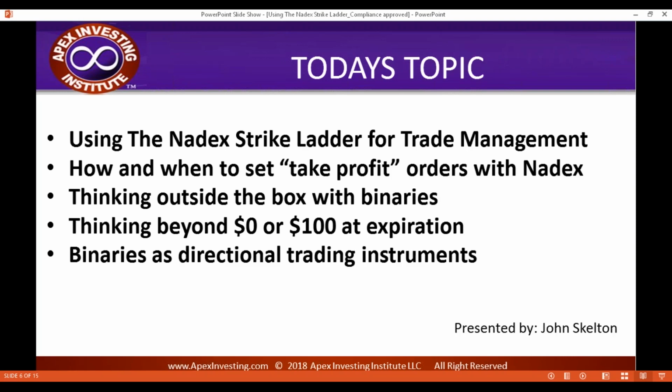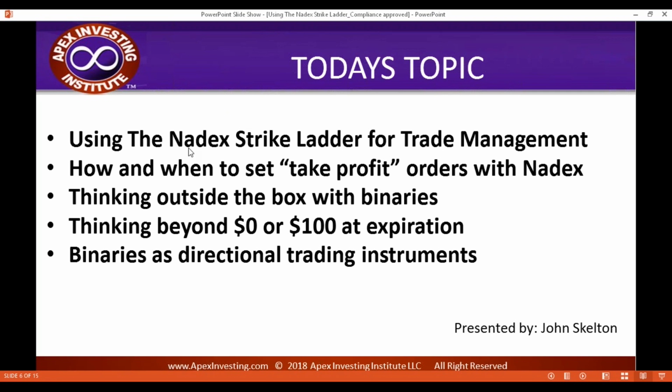So today, we're going to talk about something that seems very simple, but it's a very, very powerful tool. We're not going to dig in deep today into basics, and we're not going to dig into complicated strategies. I want to teach you about a tool on the Nadex platform and how it can be an extremely powerful tool on any strategy or system that you are trading.